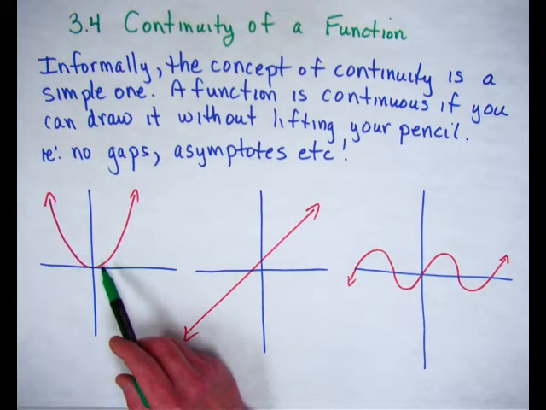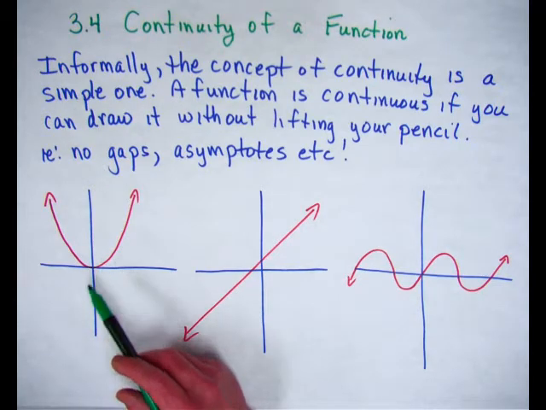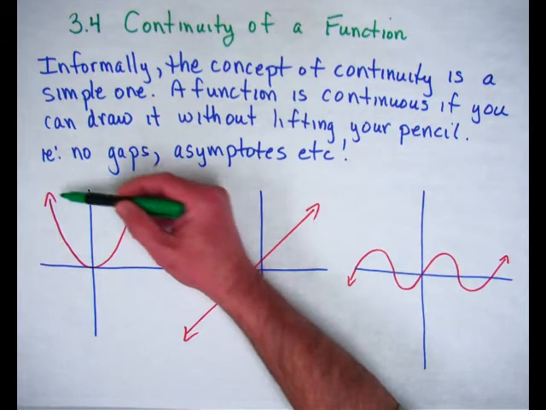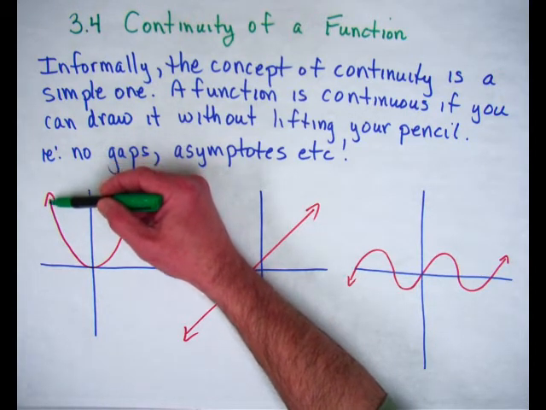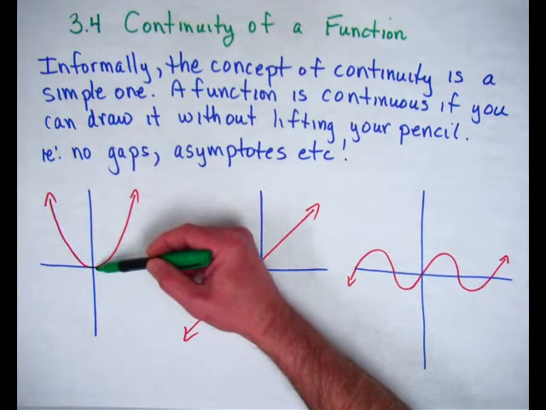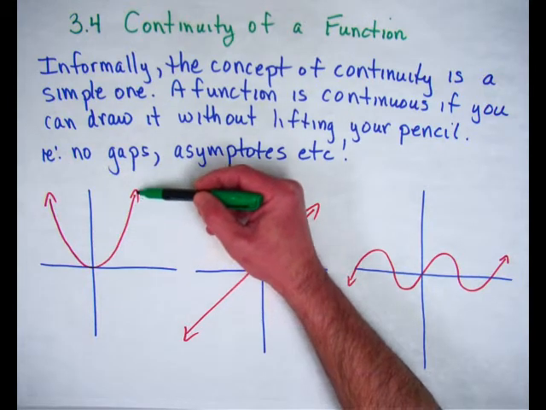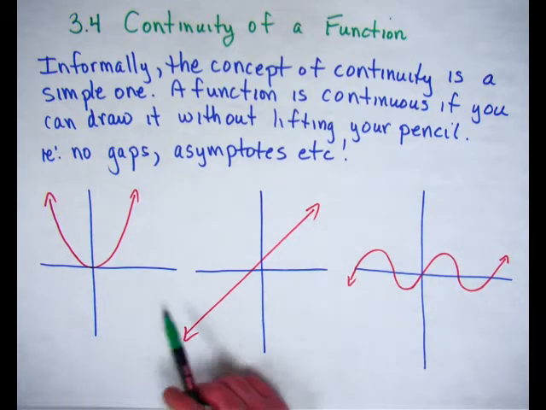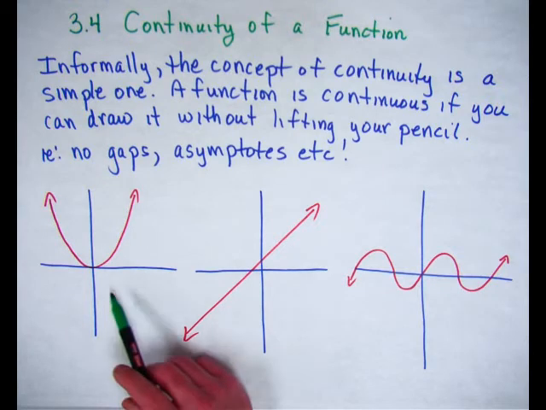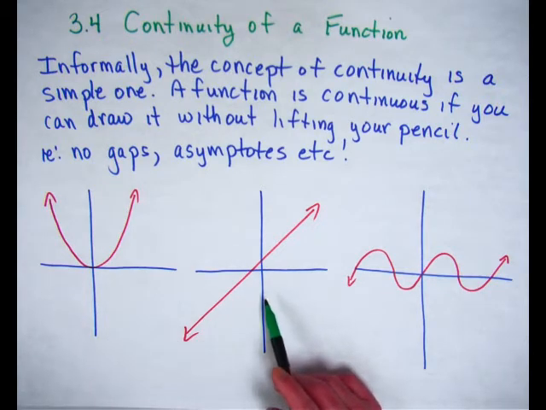This would be a parabola, a degree 2 polynomial. When you draw this graph, you'll notice that you never have to lift your pencil. If you put your pencil right here and just drew the graph, it's just a nice smooth graph. You never have to ever lift your pencil off the paper. That's basically what continuity means. So I've just drawn a couple of examples here for you. This would be a quadratic function. This would be a linear function.